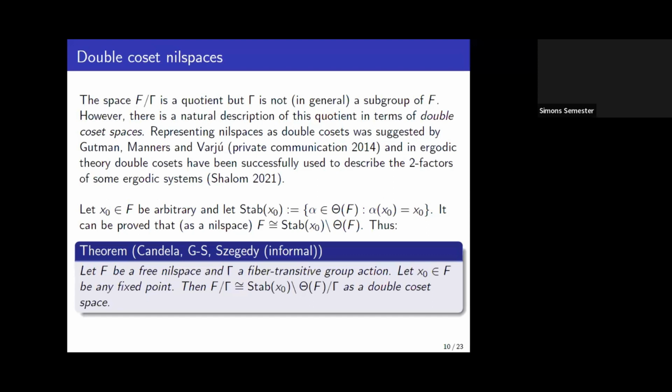A free nilspace is just this product of sets and R's of different degrees. You can do the following: you pick a point, any point, then you take the stabilizer of a point. This is a subgroup, and it can be checked that F is isomorphic to this coset space, in this case a right coset. And then there's this theorem that essentially combines the knowledge that we acquired before. If you have a free nilspace and a fiber transitive group action, then F modulo gamma equals this. This is not direct in the sense that these things act by multiplication. This thing acts on the nilspace, but it can be checked that this works. And you can represent any compact k-step finite rank nilspace as this.